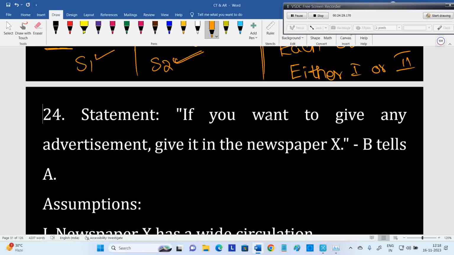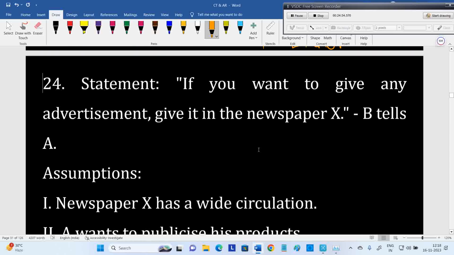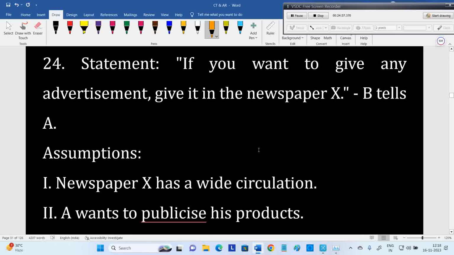Means, if B is a good guy, he is referring a good paper only. Means X is a big one. So if you give it there, your thing will reach everybody and your sales will increase. The advertisement's purpose is what? To increase your marketing, to increase the sales. The final goal is to increase the sales. Right? So if you want to give an advertisement, give it to newspaper X, B tells A. Now, assumption 1 and 2, is it correct or not? Check this. First one, newspaper X has a wide circulation, yes.